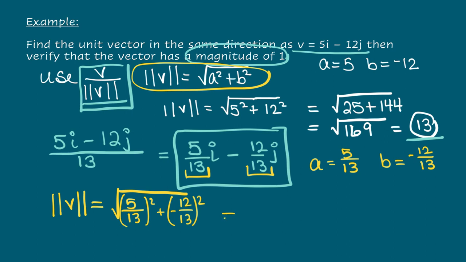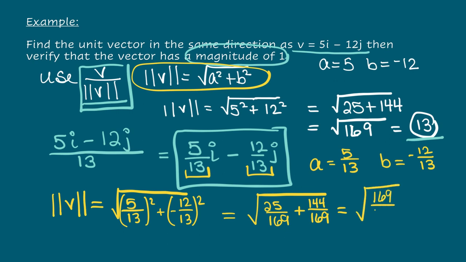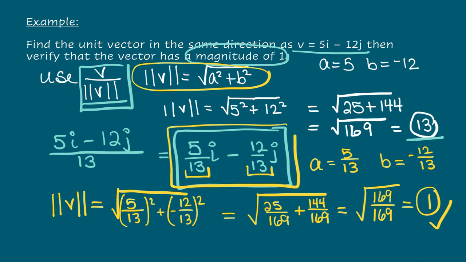squared, which gives me the square root of 25 over 169 plus 144 over 169, which equals the square root of 169 over 169, which does indeed equal 1. So I've verified that I have a magnitude of 1 and I have my new unit vector.